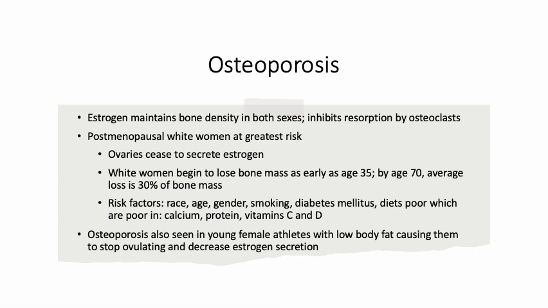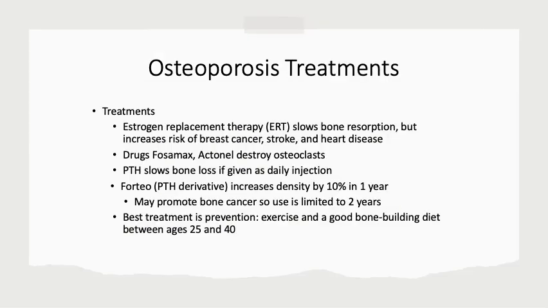So how can we treat osteoporosis? Well, we can give estrogen replacement therapy, and it would slow down the resorption because it would inhibit the osteoclasts. But this is hormones, and it puts you at risk for things like breast cancer and heart disease. We also have drugs called Fosamax and Actonel. These destroy osteoclasts. So instead of inhibiting them, they just get rid of them.